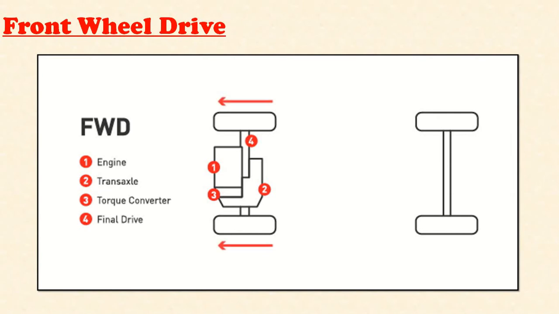First one, front wheel drive. In front wheel drive, the numbers show: first is the engine, second the transaxle, third the torque converter, and the fourth one the final drive. Now you can see the figure. In this, the front engine front wheel drive gives the power or torque only to the front wheels. So this is a live axle and the rear one is the dead axle.